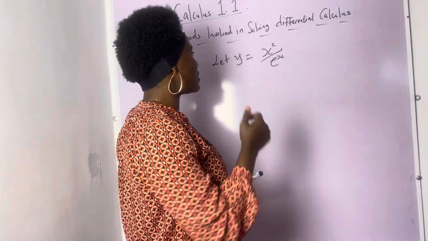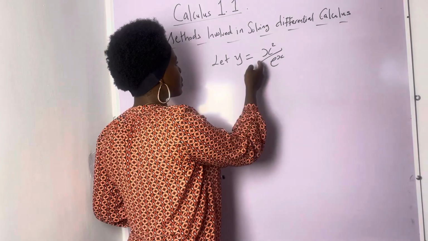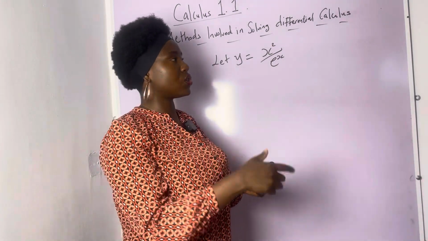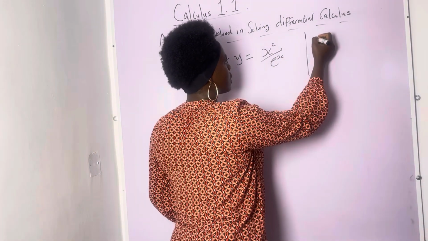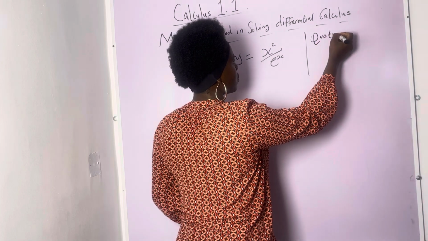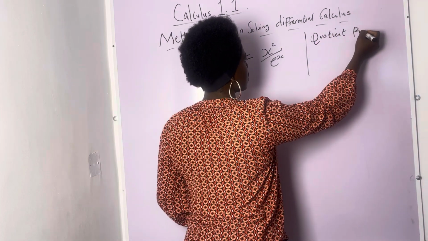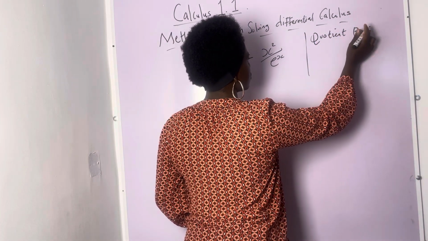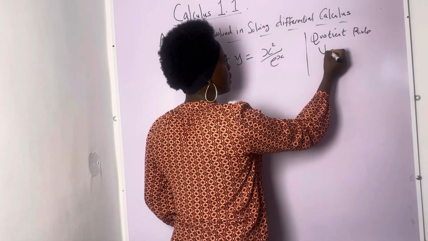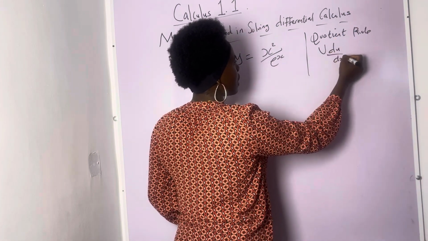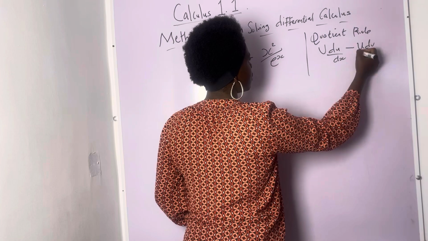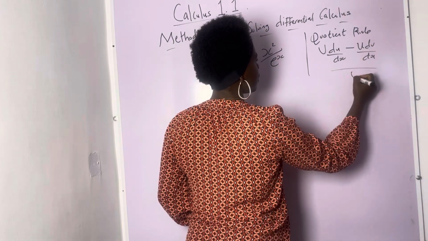Okay, now let's solve this together. If you're given y is equal to x squared over exponential x, you're going to use the quotient rule. And what does the quotient rule state? The quotient rule simply states that it is v du/dx minus u dv/dx, all over v squared.